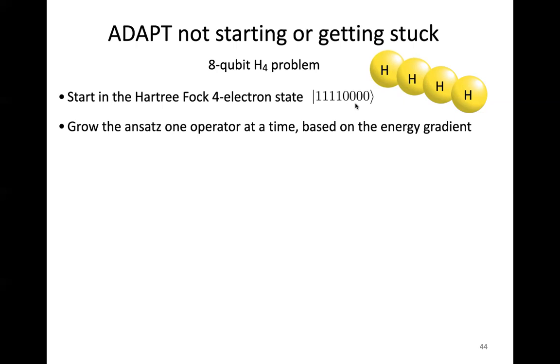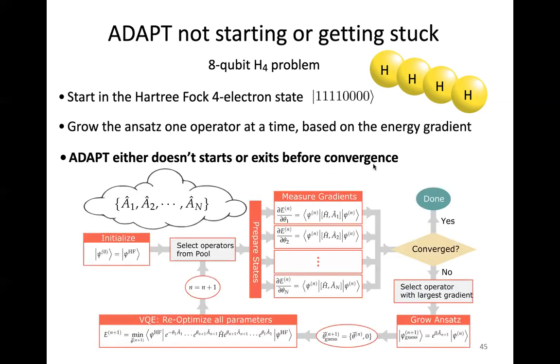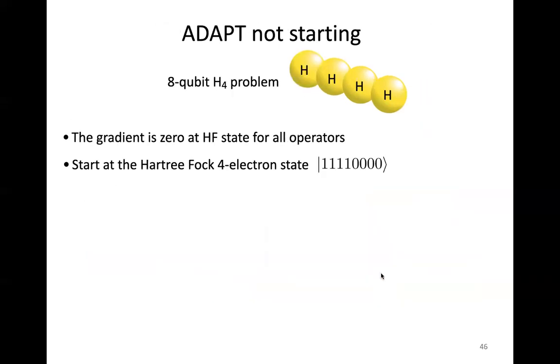And again, we will grow the ansatz one operator at a time based on the energy gradient. And what happens is that for most complete pools, either ADAPT doesn't start or it exits before convergence. And the problem actually happens at this stage of measuring gradients. So all the gradients are actually 0 for most complete pools, even on the first step. And of course, this cannot be a coincidence. There should be some explanation to this. And the explanation is symmetry.